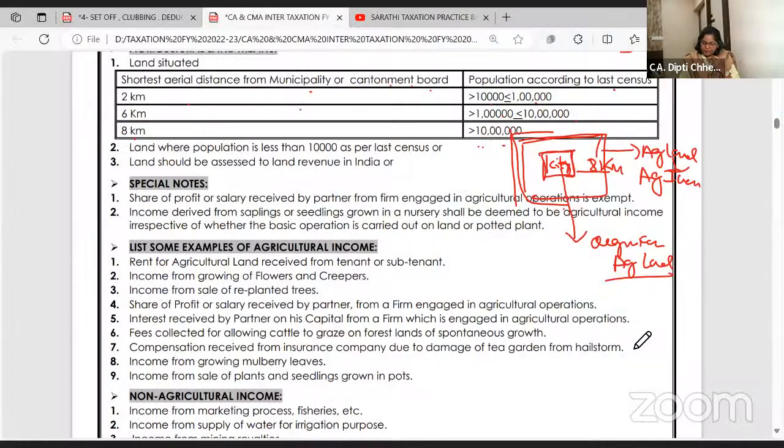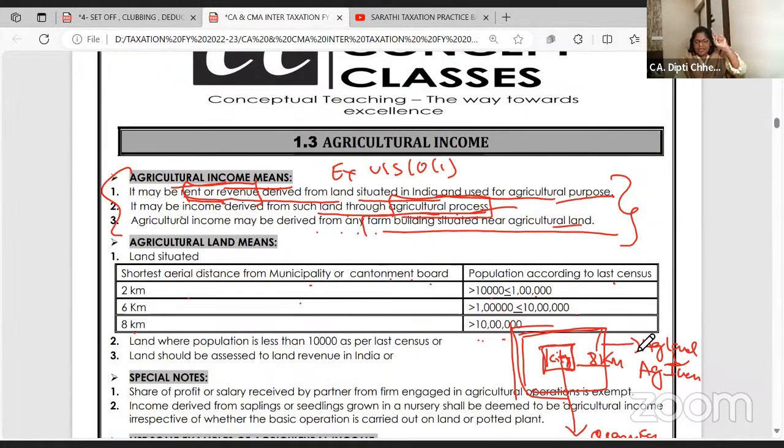Okay, we'll continue. What I have taught you until now about agricultural income, let us go over once more. Agricultural income is exempt. Agricultural income in India is exempt under section 10(1).